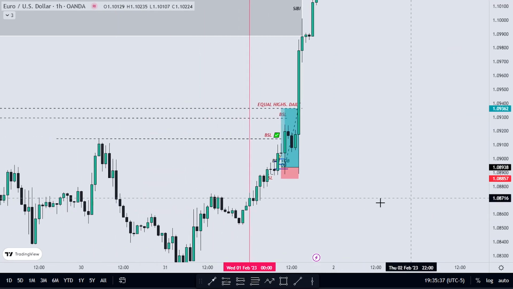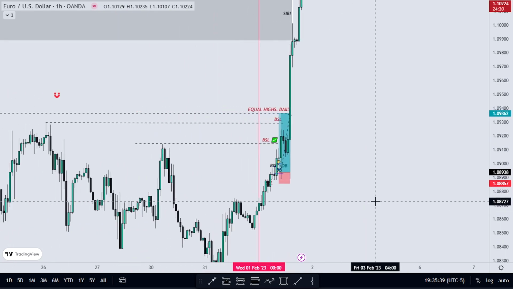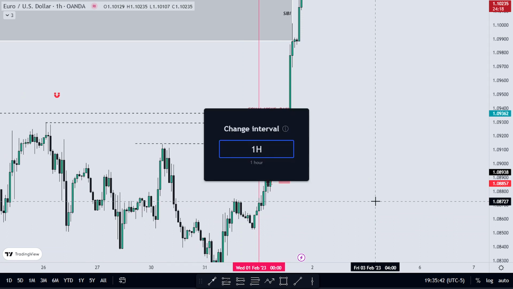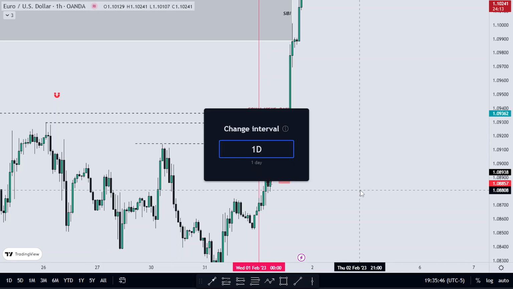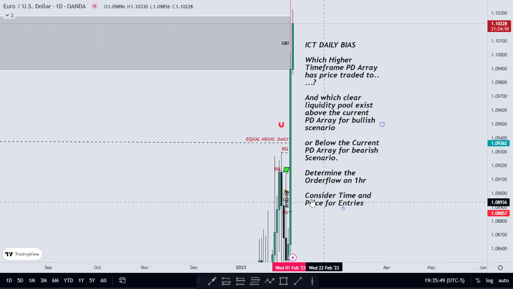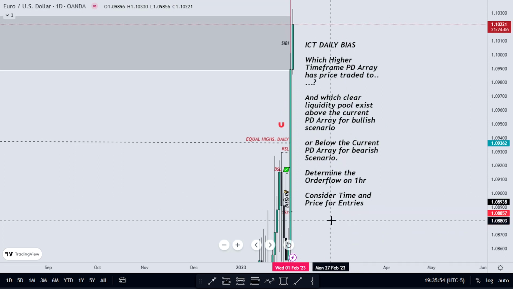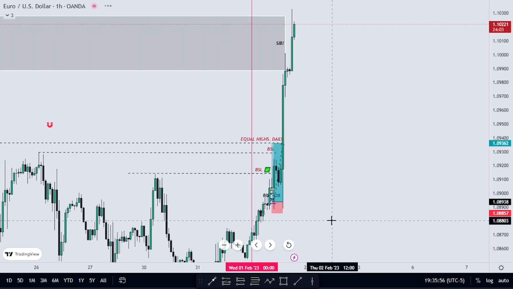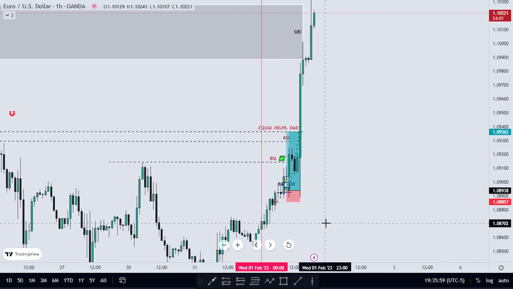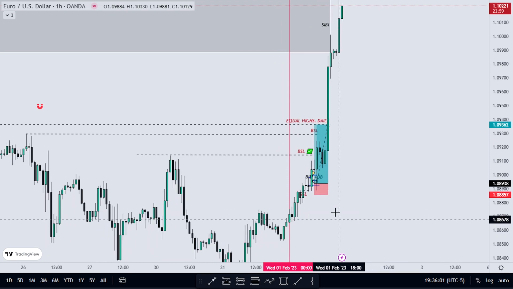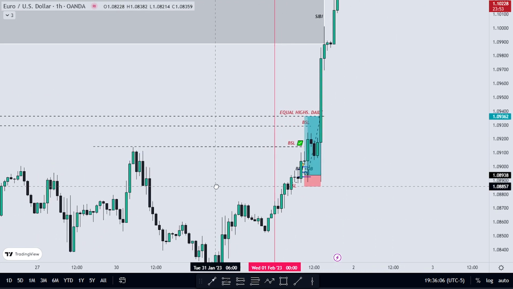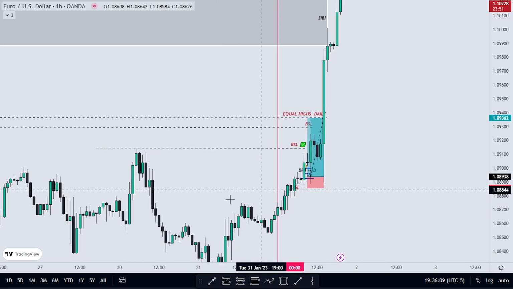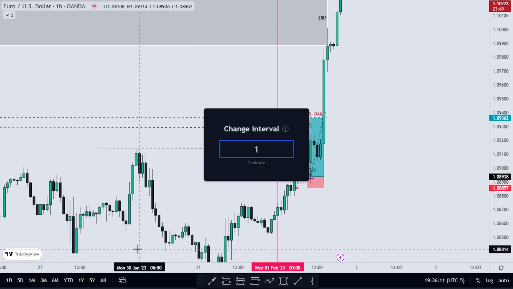Remember that the last step is to time your entries with what? Remember. The last step, consider time and price for entries. So either landing kill zone or New York kill zone. So during landing, I didn't take any entries. I demanded more price action. So I was timing my entries from the New York kill zone. So let me go to the 15 minutes chart.